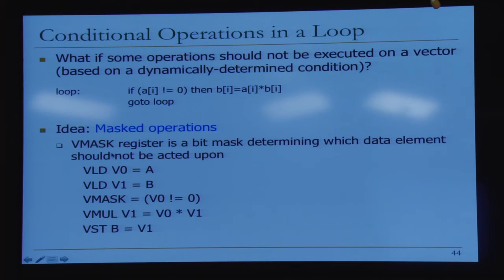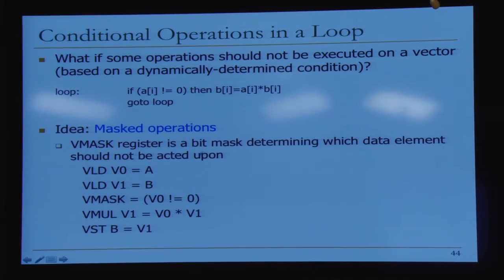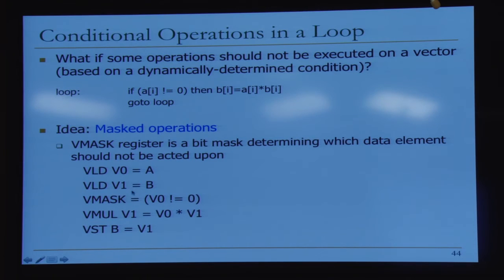It's basically a bit per each element in the vector register, determining whether or not that element should be acted upon, should be operated upon by the instruction. So for example, for this code, you need to load A and B into vector registers. And first you need to set a mask register. And the mask register is set this way.